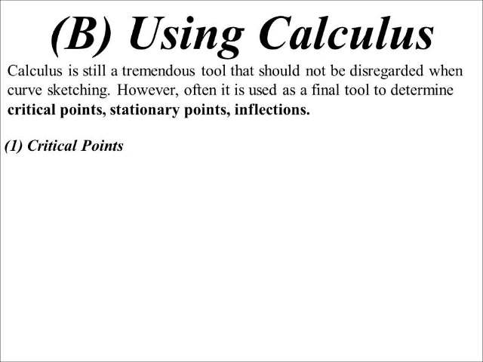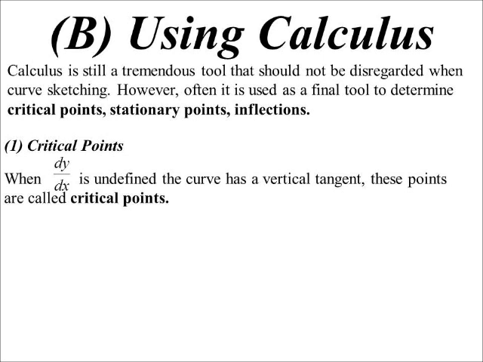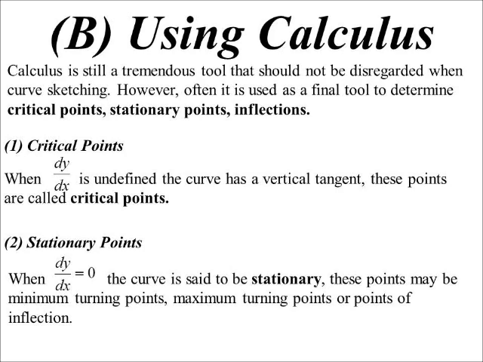Critical points. Technically, a stationary point is a critical point. Okay. We tend to use the word critical point for the vertical tangent ones, however. So that's when the derivative is undefined. If the derivative is undefined, we get a vertical tangent. Again, if it exists at that point.